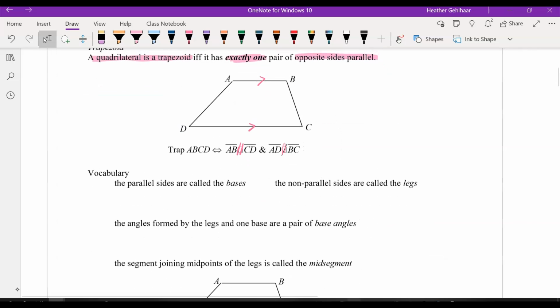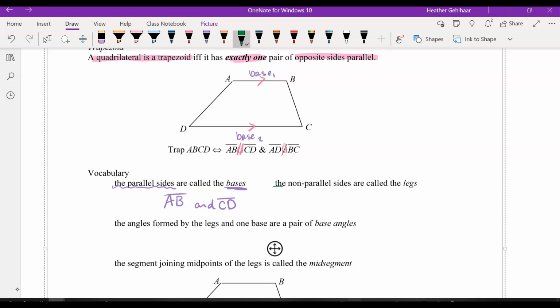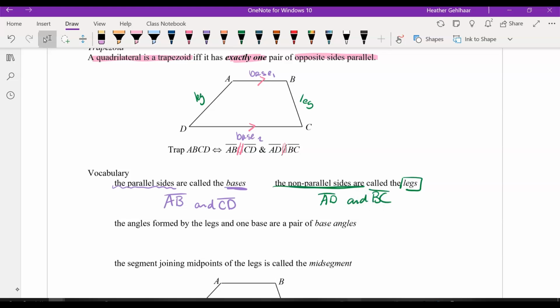Now let's talk about the vocabulary, all the little pieces of a trapezoid. The sides that are parallel are called the bases. So AB and CD are bases. I'm going to say base 1 and base 2. Then we have the non-parallel sides, which are called the legs. So AD is a leg and BC is a leg.